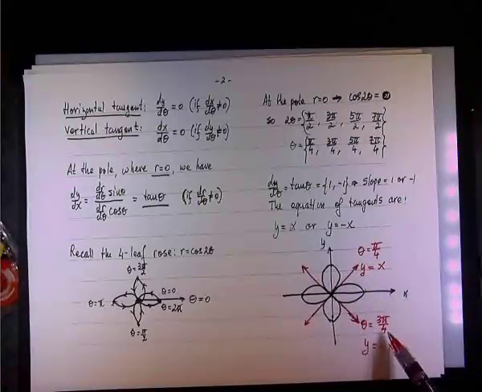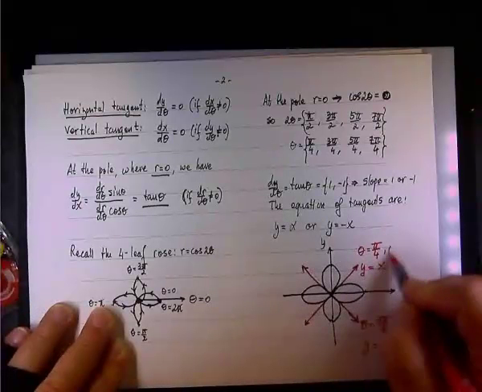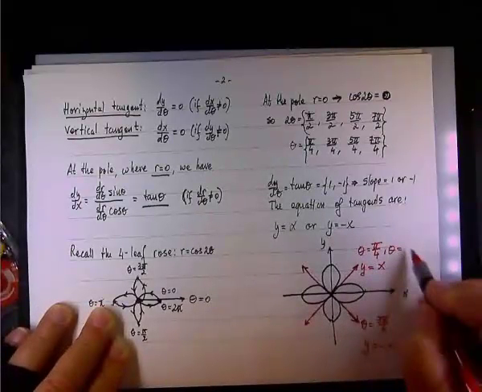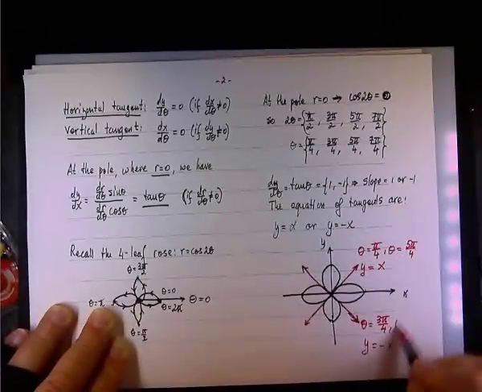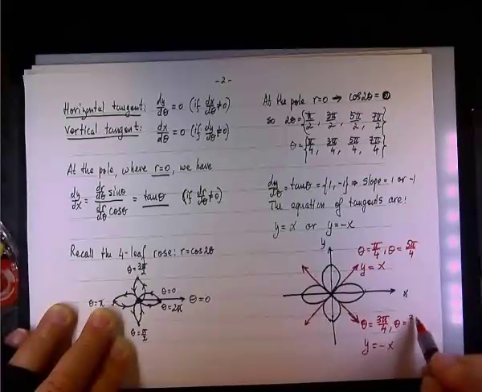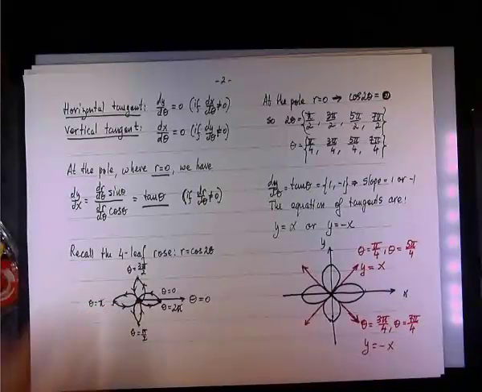Okay. What about the other values, 5 pi over 4 and 7 pi over 4? Well, we are basically repeating the tangents. So pi over 4 and 5 pi over 4 are the same line, and 3 pi over 4 and 7 pi over 4 are the same line. So we might as well write pi over 4 or 5 pi over 4, and this one will be 3 pi over 4 or 7 pi over 4. Okay?